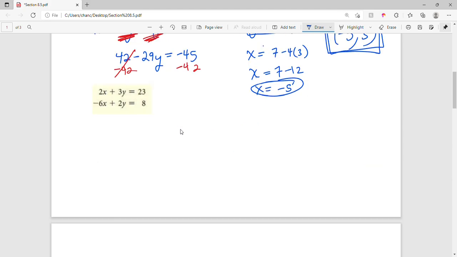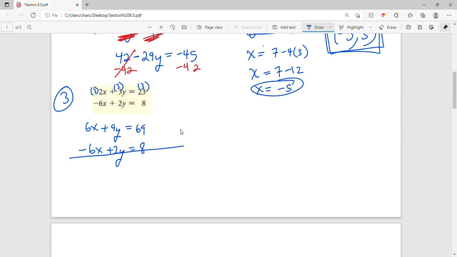For our third example, notice it's set up for elimination, and the easiest one to eliminate looks like the x to me. So let's multiply every single term in the first equation by 3. That gives me 6x plus 9y equals 69. And so I can just write the second equation underneath here. I'm not going to do anything to it because we don't need to.